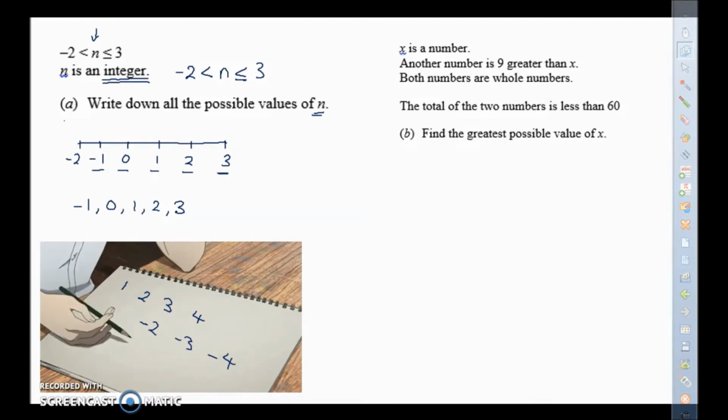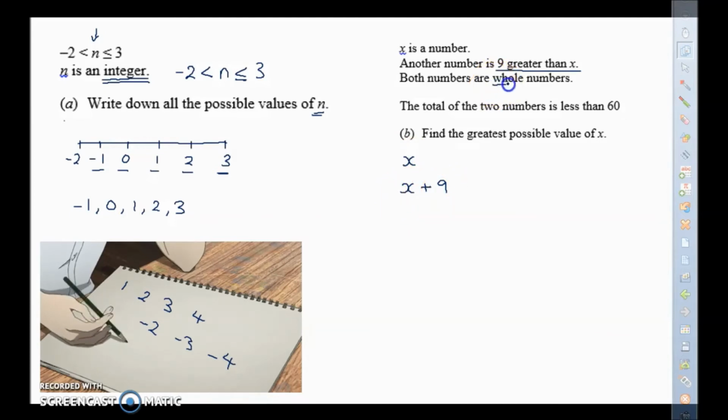Part B. It says x is a number. Alright, so again, we're looking for a number. Another number is 9 greater than x, right? This is starting to get a little bit algebraic. So x is a number. There is another number, so we've got one number, x. The other number is 9 greater than x. So how do I write that mathematically? 9 more than x, 9 greater than x. So the other number is x, but it's 9 greater, so it's 9 more. So there are two numbers, x and x plus 9. Those are the two numbers.